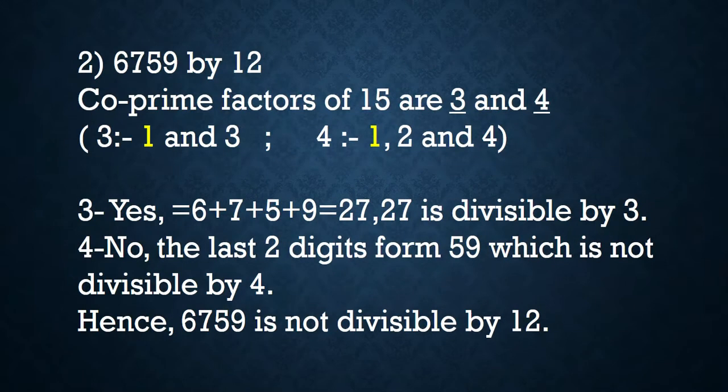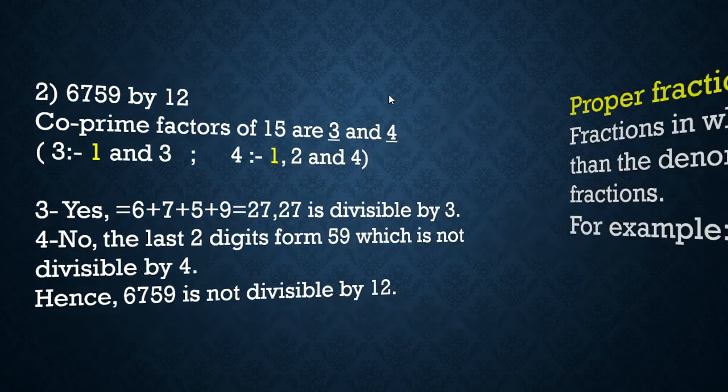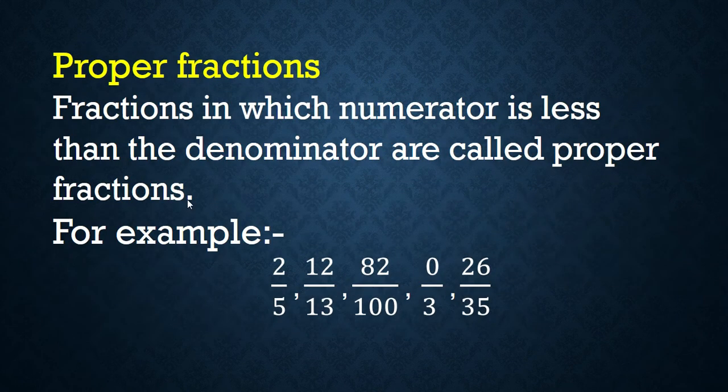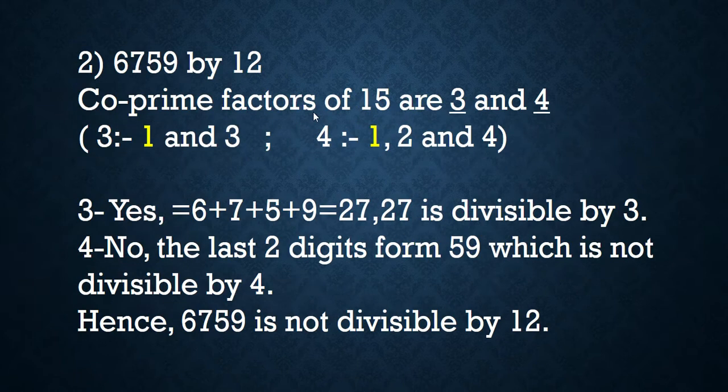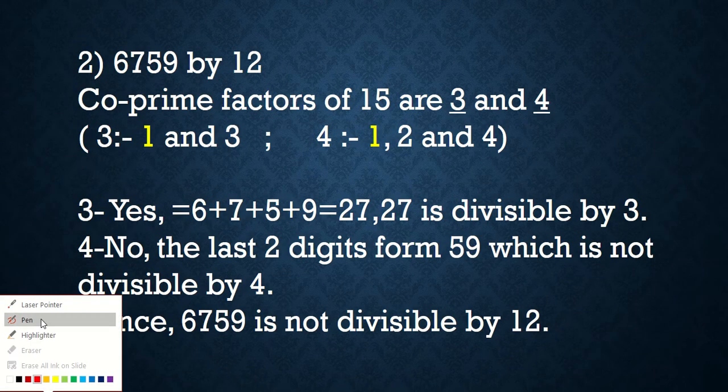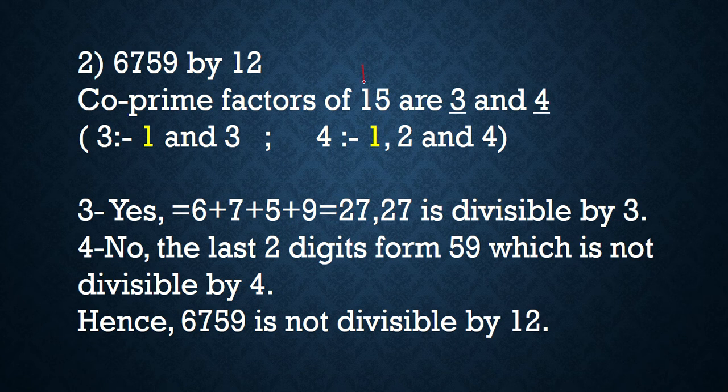Now let's talk about the second question, that is 6,759 by 12. Again we'll write the co-prime factors of 12 over here. The co-prime factors of 12 are 3 and 4. 3 fours are 12 and 4 threes are 12. So the factors of 3 are 1 and 3, and the factors of 4 are 1, 2 and 4.